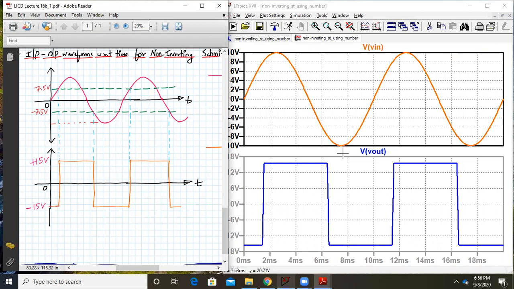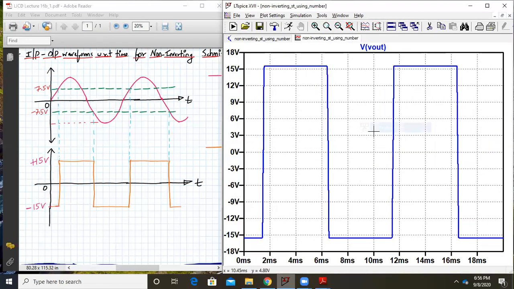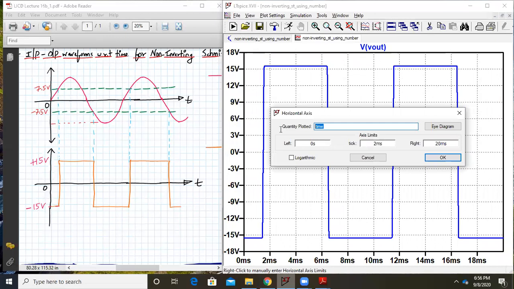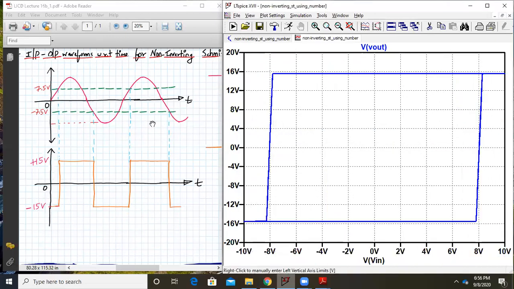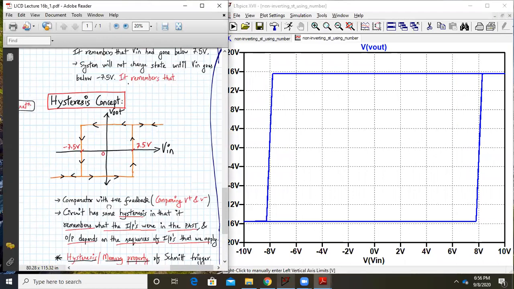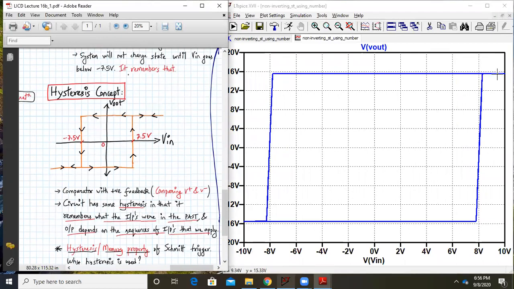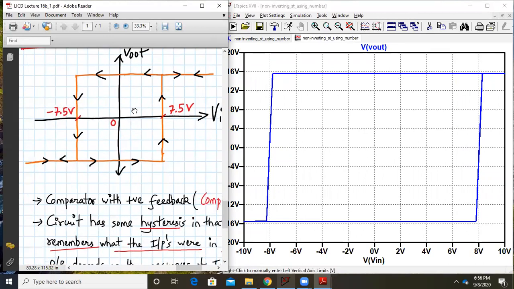Okay. Now, let me check the hysteresis curve, how it will look like. So you have to right click over here and, since we have labeled it as V in, it will come as V in. So this is my hysteresis curve. As you can see, the tail is moving this side, so it is exactly behaving the same way as we have seen over here. So that's my hysteresis curve for my non-inverting Schmitt trigger.